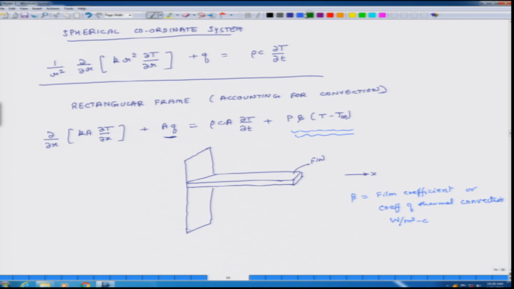And then I have this term called P. So P is perimeter at position x. So what does that mean? So suppose I have this point P, then at this point that's my perimeter.